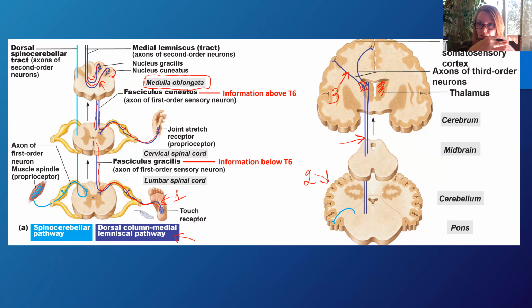And remember, information always decussates. If somebody touches the right part of your body, you receive this information on the left, by the left hemisphere. If somebody touches the left part of your body, you receive this information by your right hemisphere.